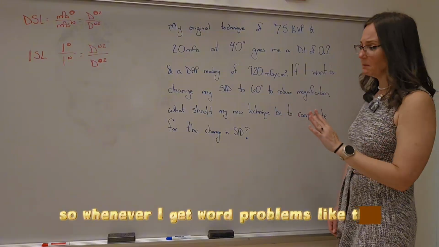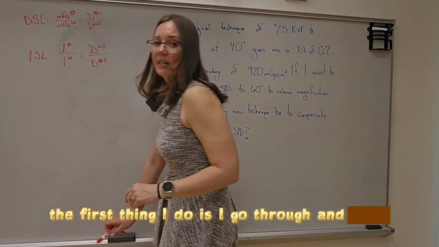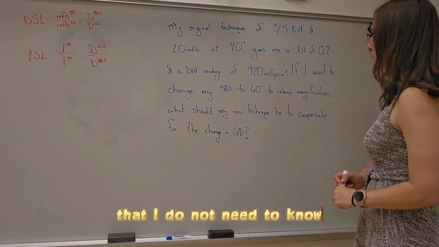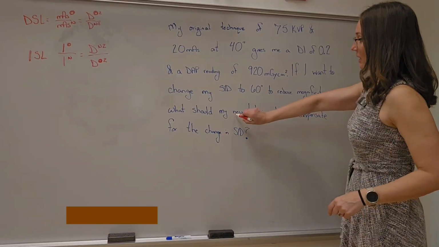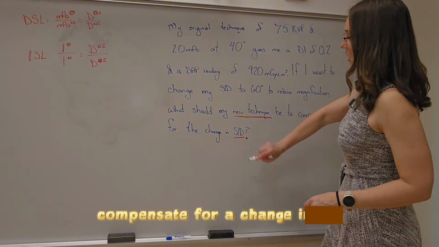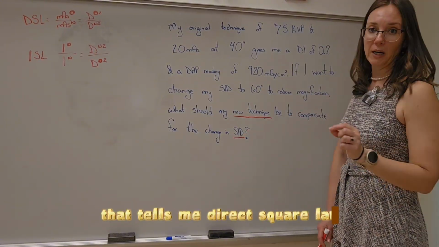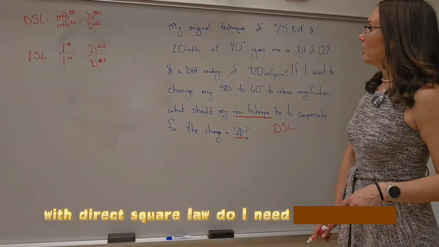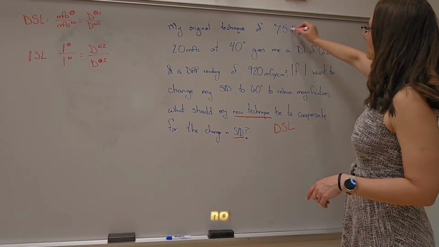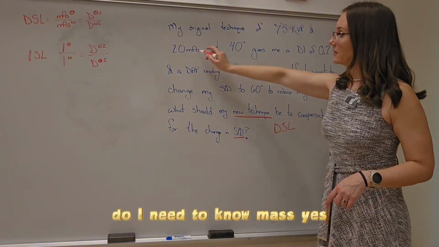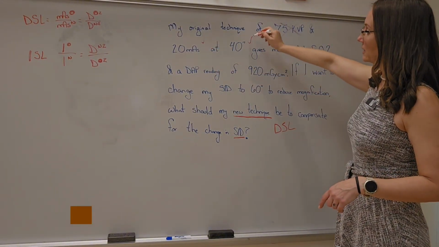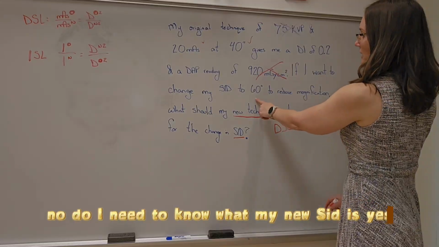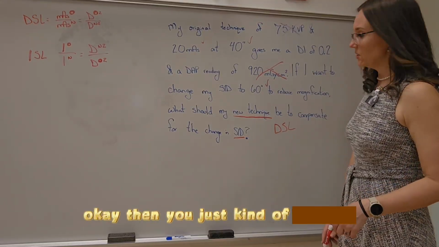So whenever I get word problems like this, the first thing I do is I go through and I say, okay, there's a lot of extra information in here that I do not need to know. I already know it's going to say what is my new technique going to be to compensate for a change in SID. That tells me direct square law. So we're going to be doing a direct square law formula here. With direct square law, do I need to know kVp? No. Do I need to know mAs? Yes. Do I need to know the distance? Yes. Do I need to know the DAP reading? No. Do I need to know what my new SID is? Yes.